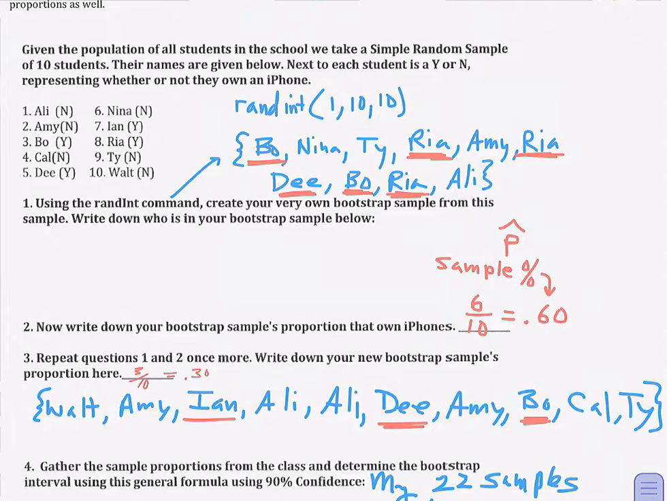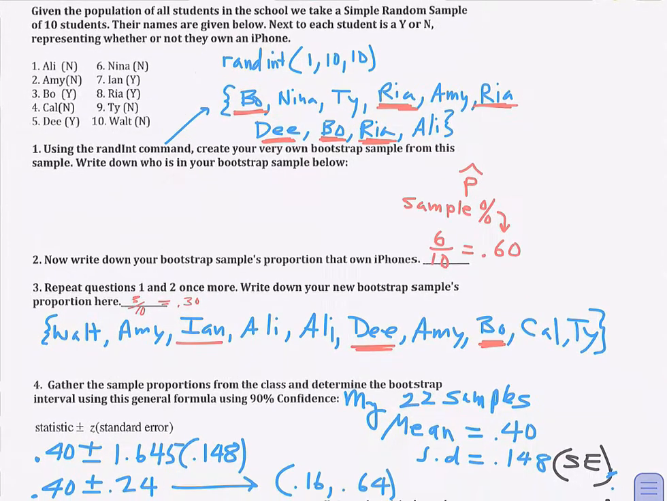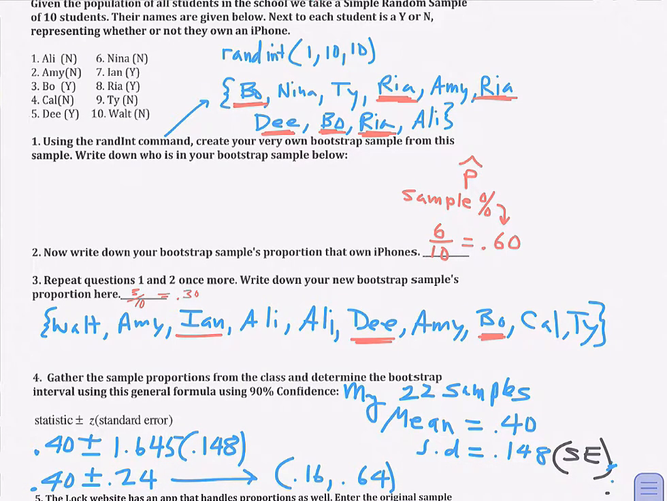In question number 4, gather more sample proportions by repeating this process or getting a group of people to actually help you do this. And I did that myself, and I created a Bootstrap interval using 22 of these Bootstrap samples. So I had a list of 22 numbers that I typed into the calculator. I wonder if it's still there.